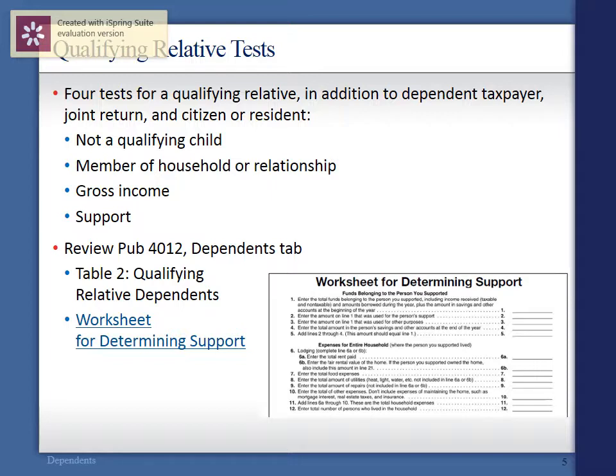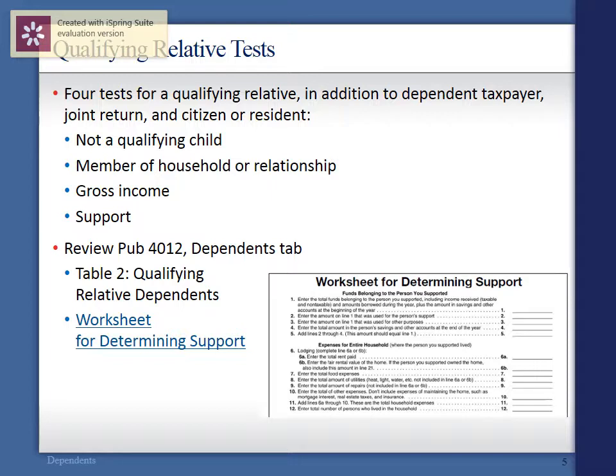The next test we're going to see here is the gross income test. And the gross income test is measured against the personal exemption amount, which is why I mentioned that even though personal exemptions are no longer allowed, we still need to use that number to make some determinations. In this particular case, the qualifying relative cannot make more than $4,150. My apologies, $4,150 in that particular year, which is the exemption amount for 2018.